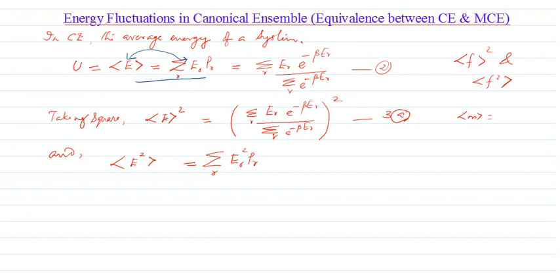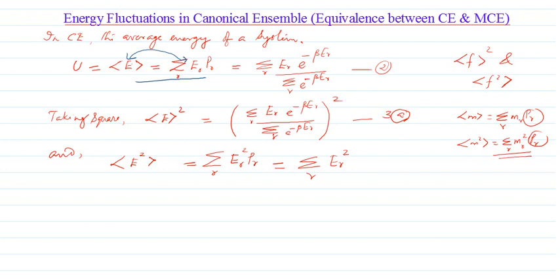So this one is E_r square into P_r, and I can substitute for it. That is equal to the sum over r of E_r square, and P_r is e^(-beta E_r) divided by the sum over r of e^(-beta E_r), which is the partition function Q. We call this equation 3B. Look at equations 3A and 3B. They seem quite similar, but there are differences. Note it. We will see the difference right now.